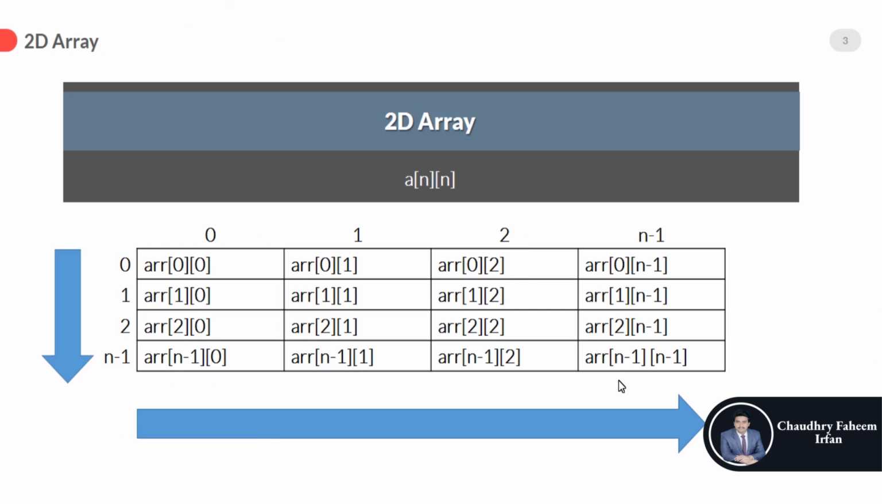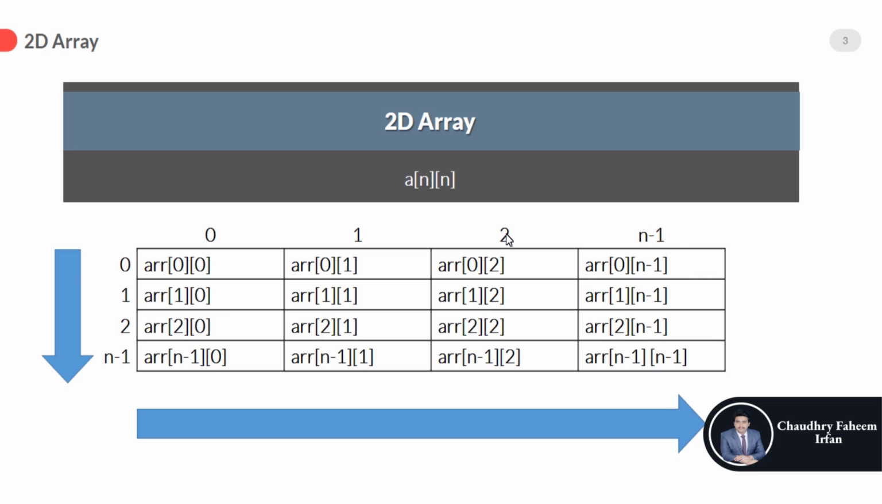We can store values into a 2D array by using a nested loop. If we want to store values vertically, then the inner loop will be used for rows, and if we want to store values horizontally, like here 1, 2, then the inner loop will be used for columns, because the inner loop will increment by 0, 1, 2 and so on.